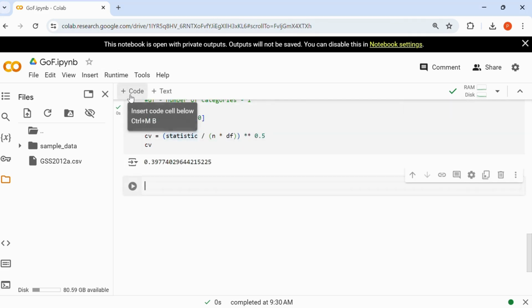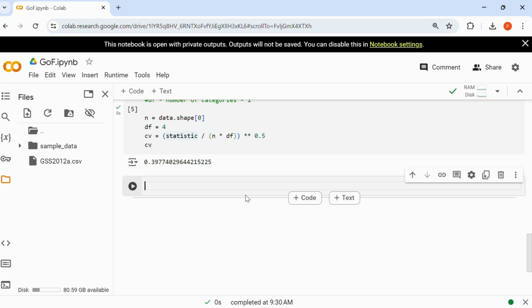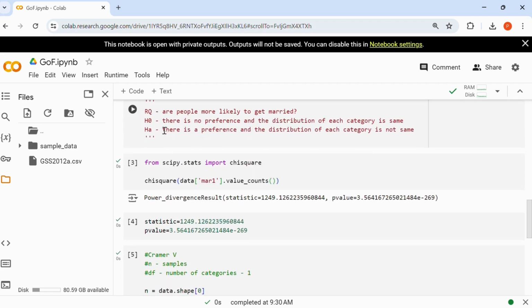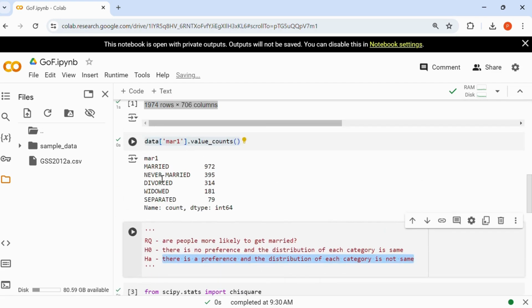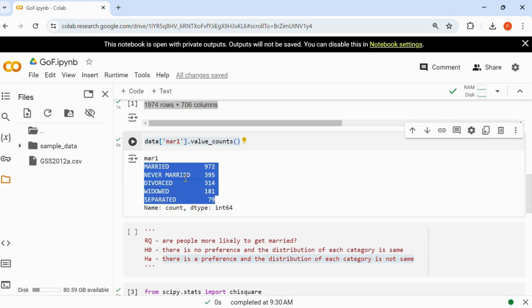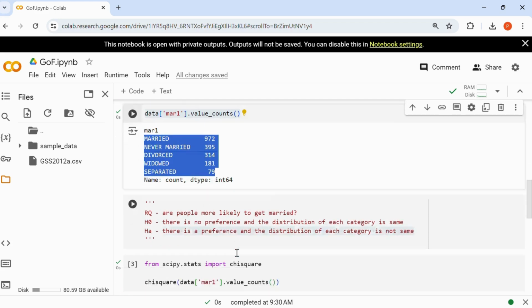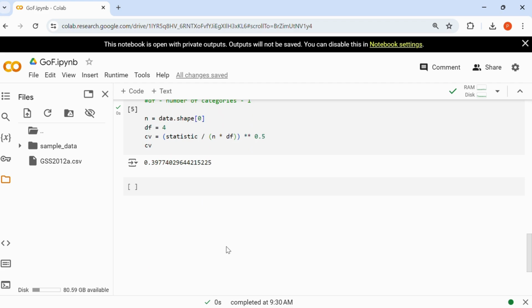We can interpret this. To interpret this, there is a table in the book Statistical Power Analysis for Behavioral Sciences. That table we will have to follow to understand whether the effect size is interpreted as negligible, small, medium or large. What the effect size means is that there is a difference in the distribution of each category. That means all the categories are not evenly distributed. There is a difference, but how big or small the difference is, we understand with effect size.